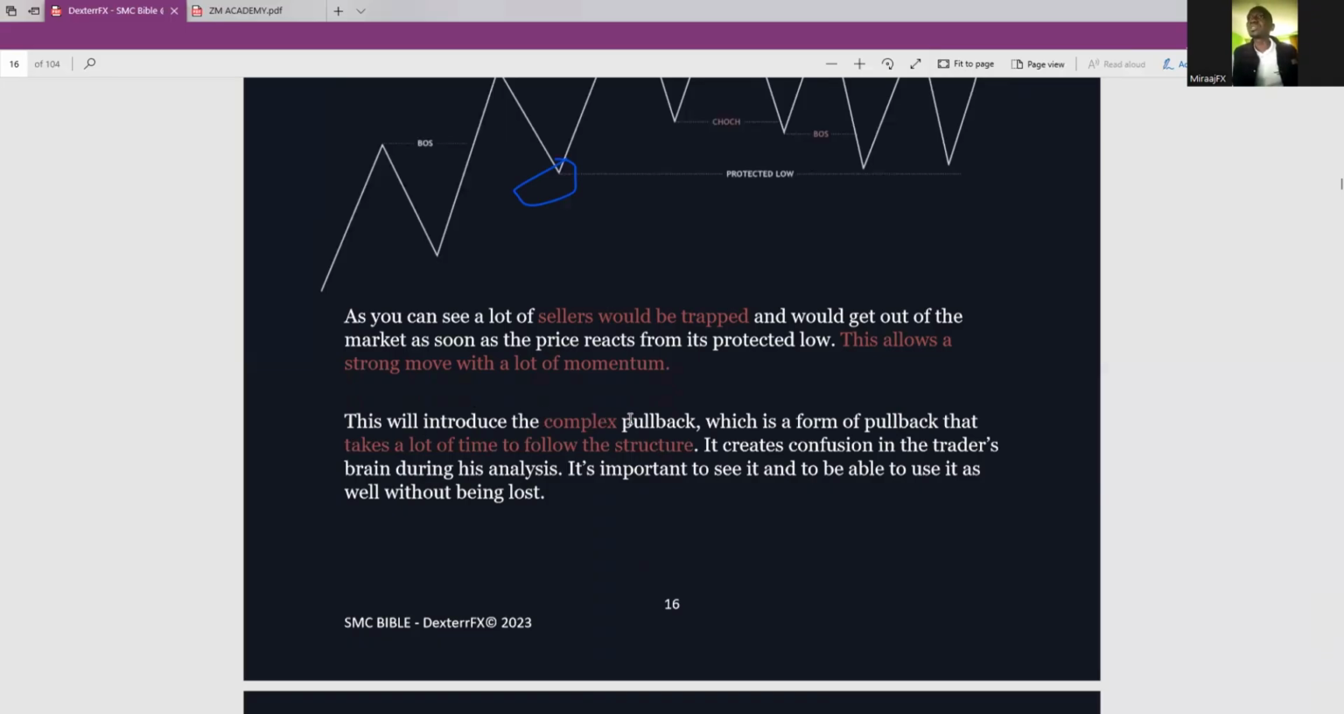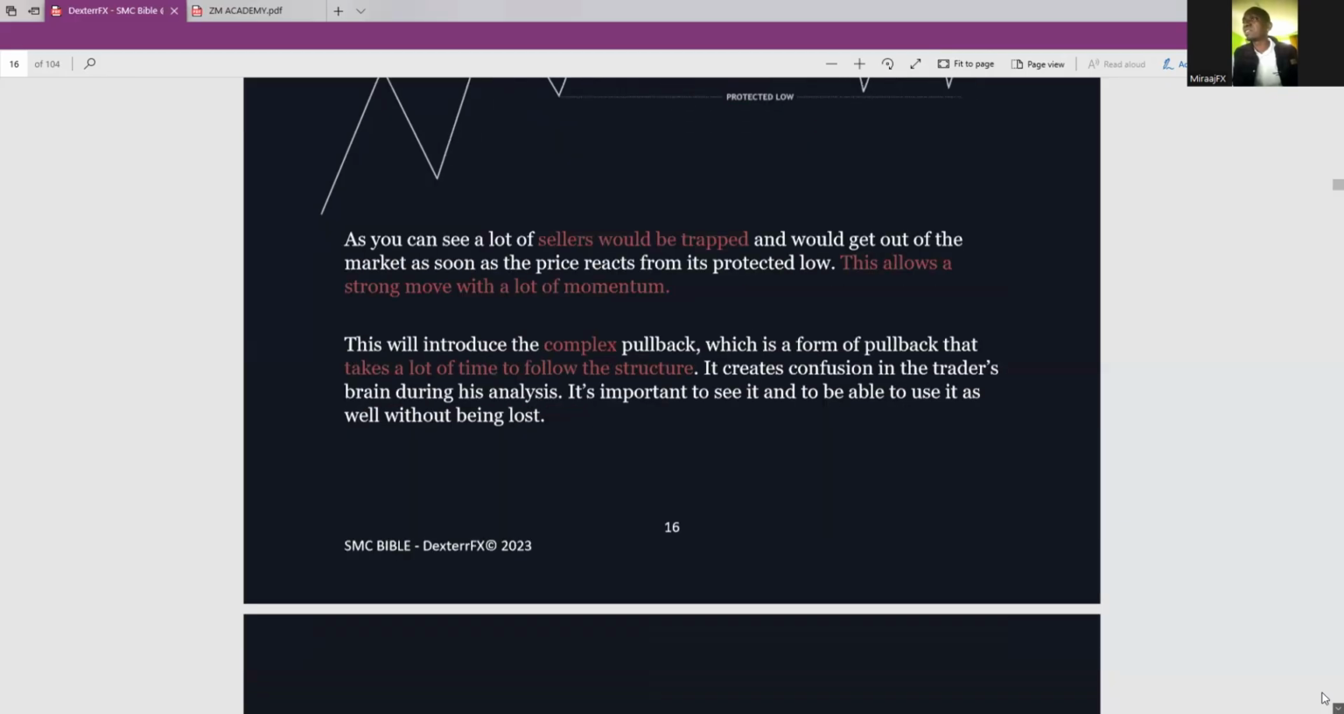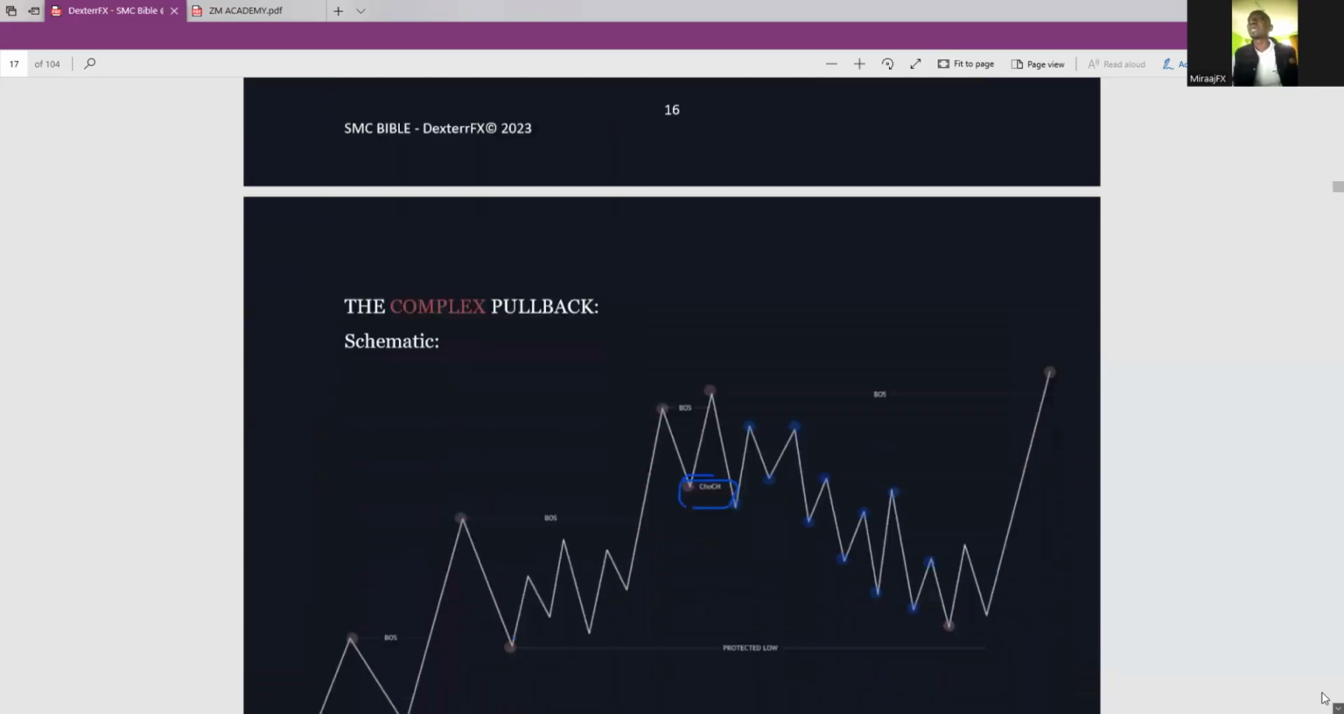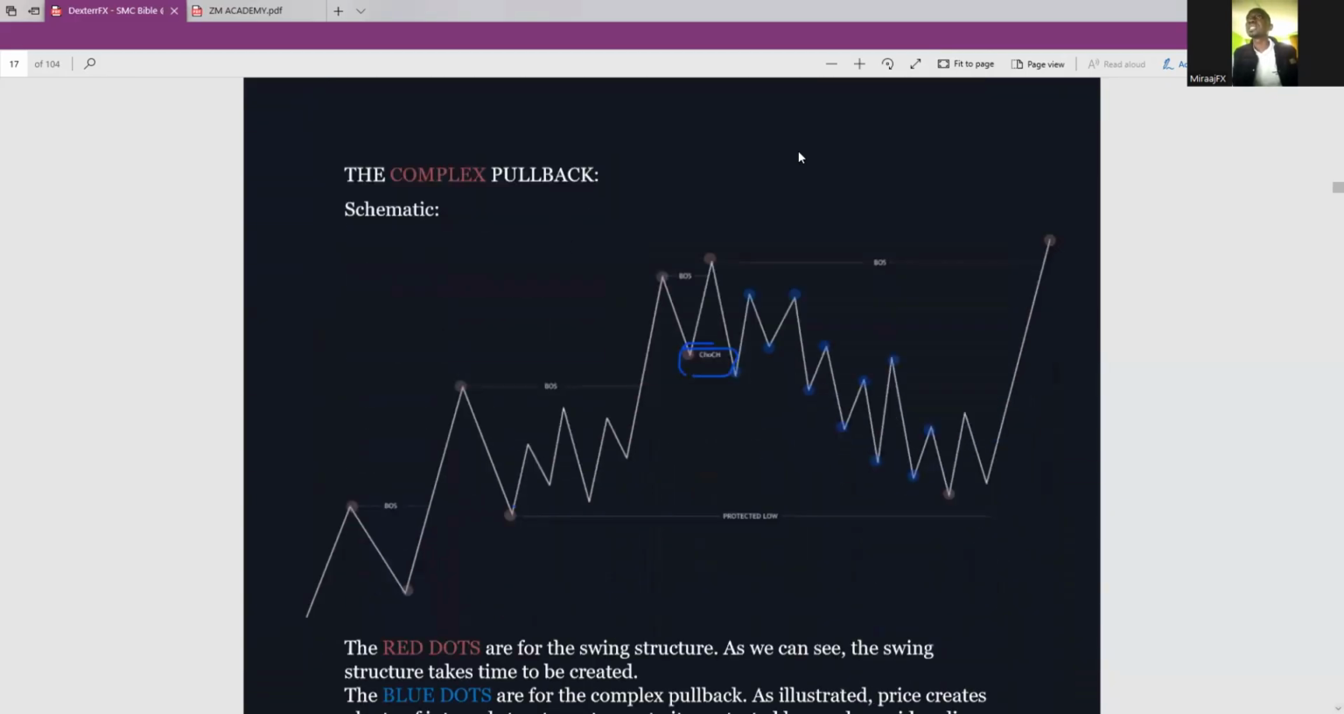This will introduce the complex pullback, which is a form of pullback that takes a lot of time to follow the structure. It creates confusion in the trader's brain during his analysis. It's important to see it and to be able to use it as well without being lost. So this is a complex pullback that you need to understand, and once you understand it, it becomes very, very easy. So let's take a look at a few examples here. So this is now the schematic of this amazing pullback that we're talking about.